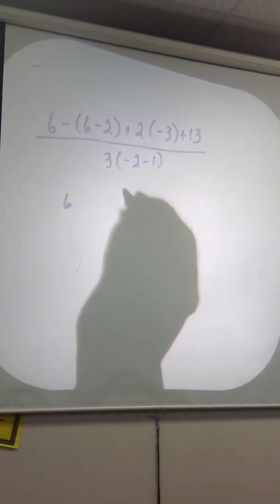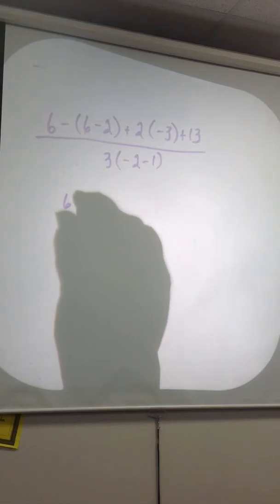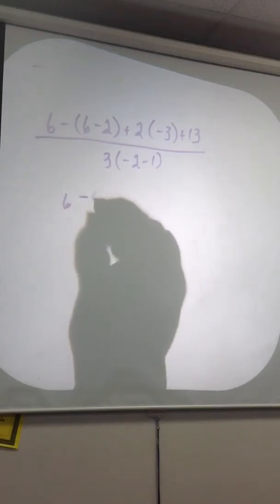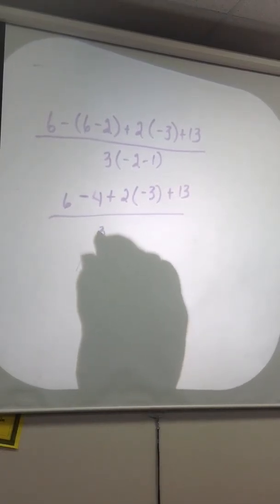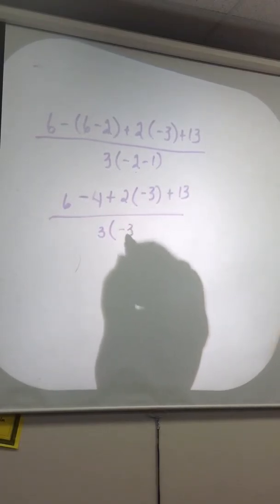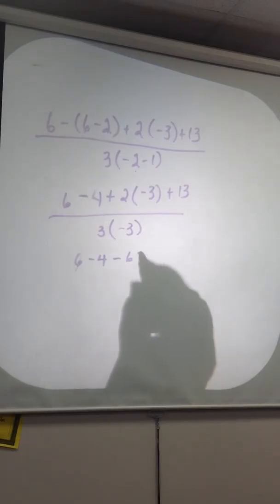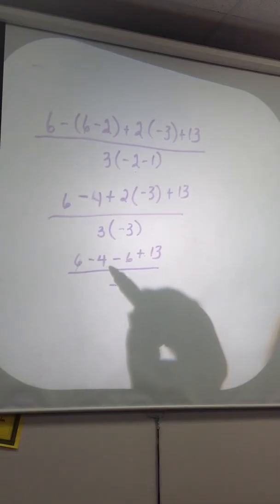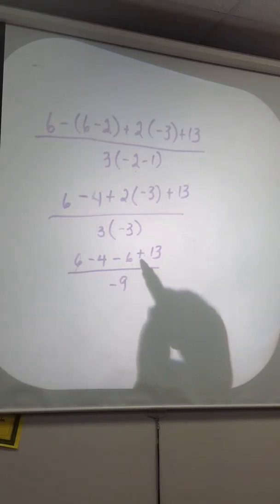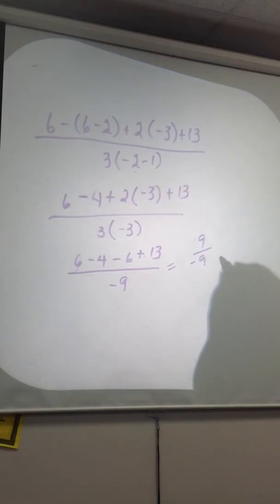Actually, okay, so what we do is we follow, okay, guys, listen, we follow the rules for symbols of inclusion here. So we're gonna have 6 minus 2 is 4, plus 2 times -3 plus 13. And down here, we're going to have 3 times -2 minus 1 is gonna be -3. So in the numerator, we have 6 minus 4 minus 6 plus 13 all over -9. All right, now 6 minus 4 is 2. It's 2, not -2, it's 2. And 2 minus 6 is -4. And -4 plus 13 is 9. So this is going to be 9 over -9. What would that equal? Negative.